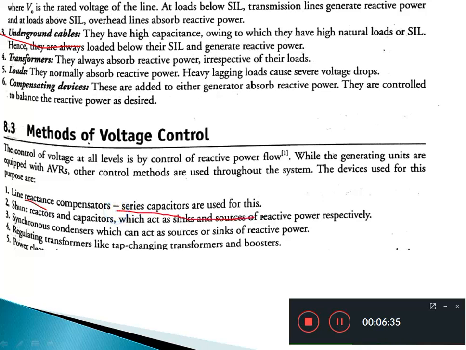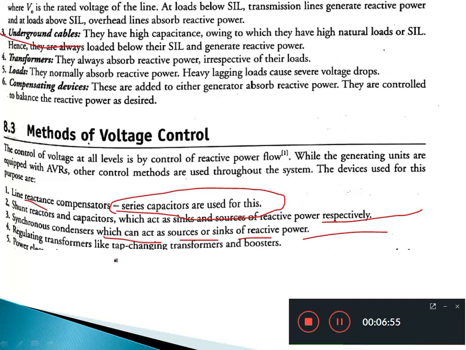So in the line reactance compensators, we use a series capacitor, which is used for the compensation of the network. Then we use the shunt reactors and capacitors, which act as sinks and sources for reactive power generation. The synchronous condenser can act as a source or sink for the reactive power. So that condenser is used as a reactive power generating element.